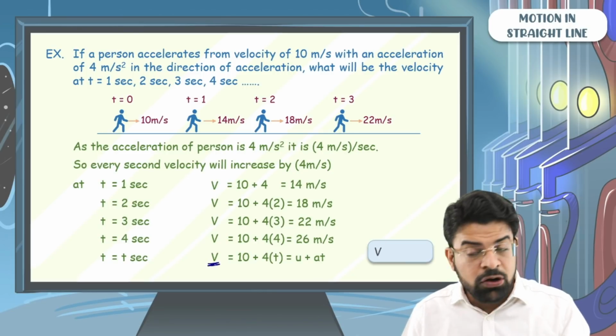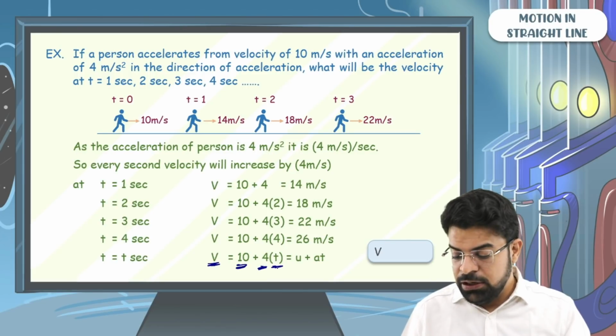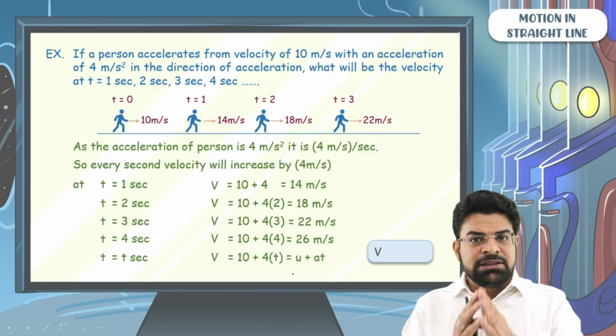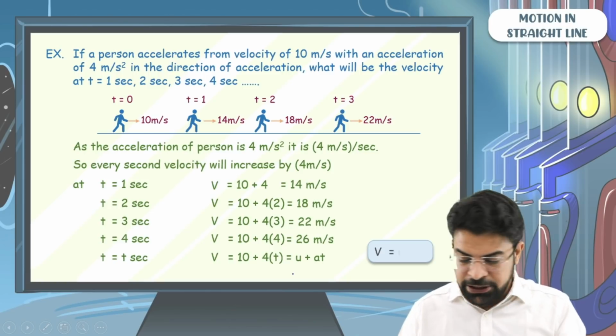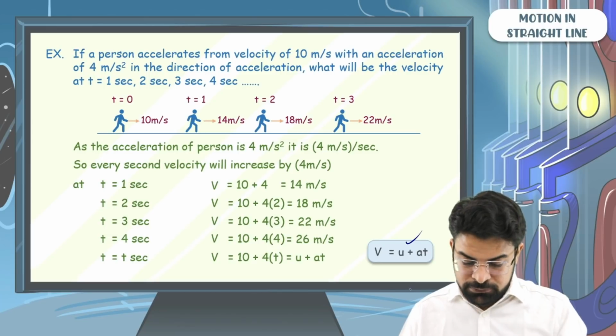The final velocity v equals the initial velocity 10 plus acceleration 4 into the time. So this is nothing but v equals u plus at. So we have just learned the first equation of motion. Let's continue.